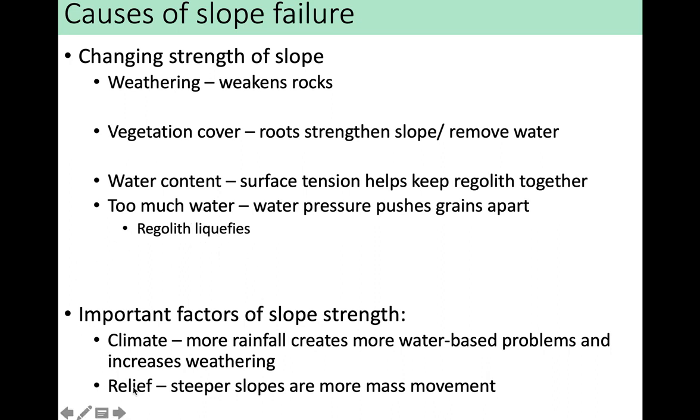And then also think about the relief of the area or the topography of the area. So are there steep hills? Are there steep cliffs? If you're in an area that has really steep cliffs, really steep hills, your likelihood of mass movement is going to be much higher. Whereas if you live in a very flat area, you're not going to see as much mass movement.